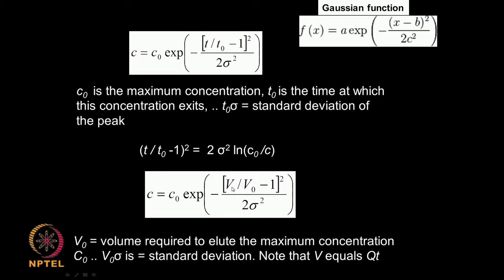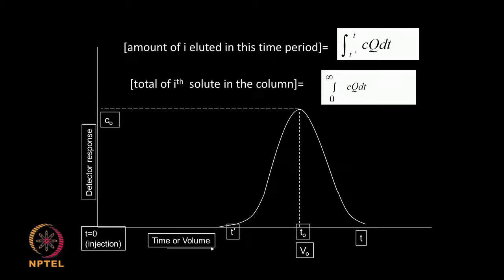We can also have, corresponding to t and t0, V and V0, where V0 is the volume required to be eluted out of the chromatographic column for it to reach the maximum concentration. Here sigma V will be the standard deviation, whereas in the other case it is sigma t. How do you get that? You get that based on comparing with the traditional Gaussian function. These equations are very useful, as later on we will use them for many calculations.